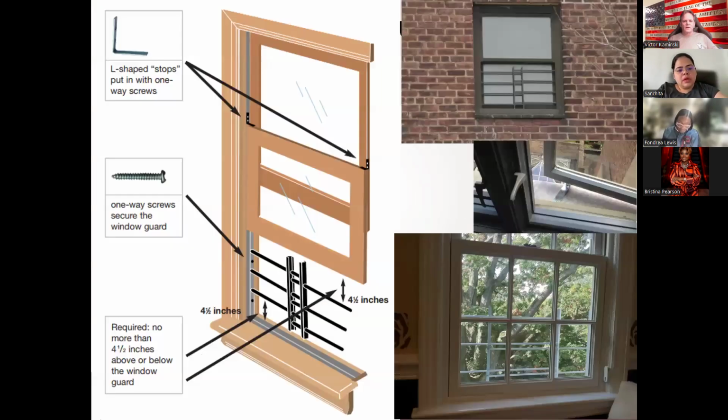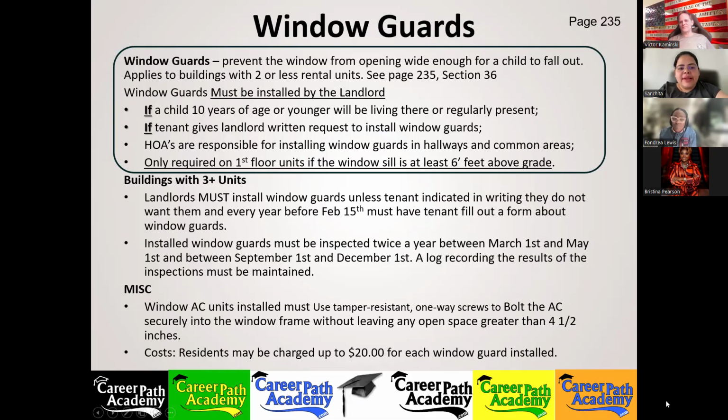Okay. So here's why, only on the first floor? Why not on other floors? Well, because you could get hurt if you fall 6 feet to the ground. So if you are living on the second floor, you can fall too. Oh, so you just die. Yeah. If it's a 13th floor, you fall out, there's a hell of a hazard there, right? But please go back to the last slide. Yeah, only required on first floor units if window sill is at least 6 feet above grade, and not on other floors.